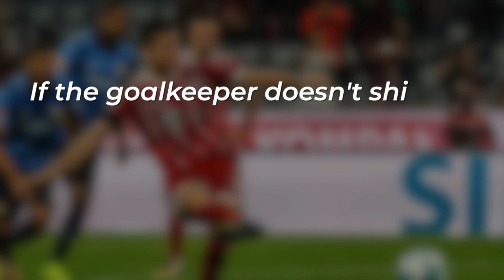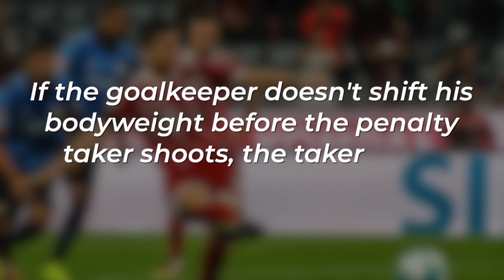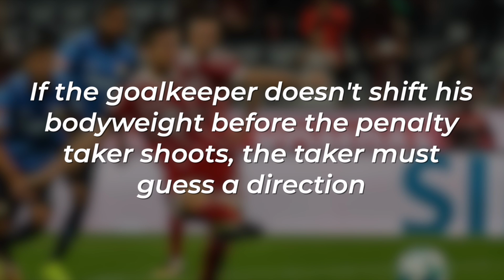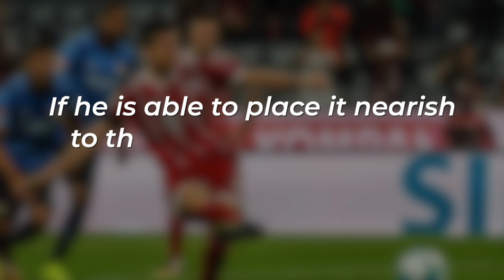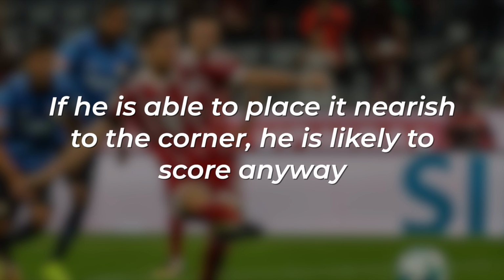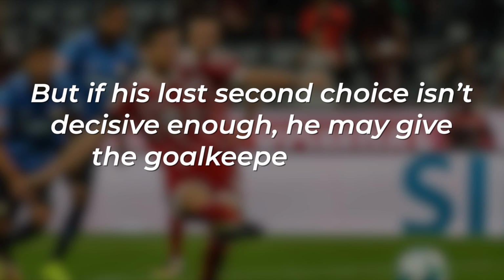If the goalie doesn't shift his body weight before the penalty taker shoots, the taker must guess a direction. If he is able to place it near-ish to the corner, he is likely to score anyway, as the goalie won't be able to dive as far after his delay. But if the penalty taker's last second choice isn't decisive enough, he may give the goalkeeper an easy save.